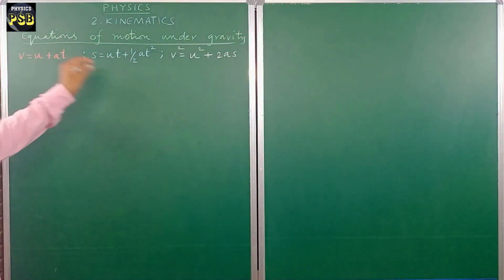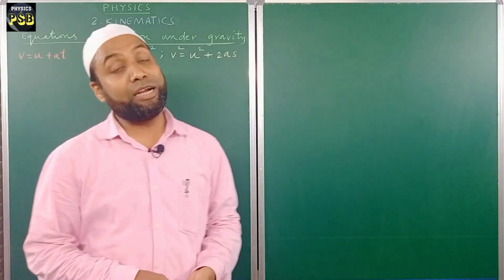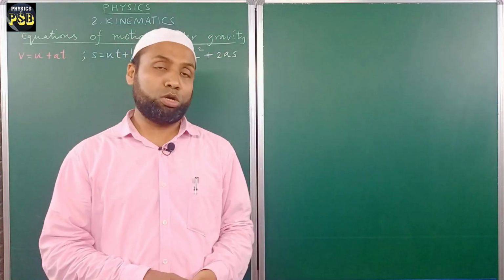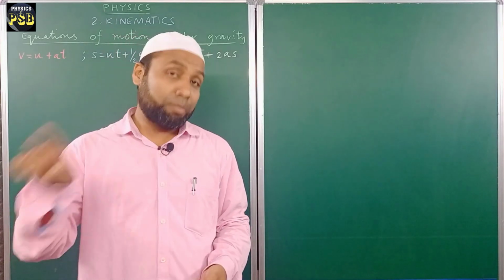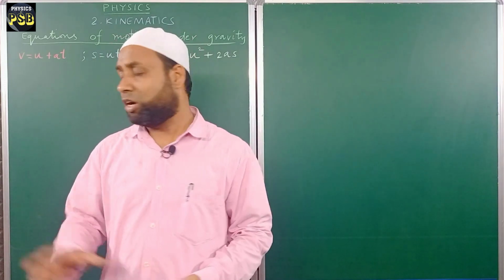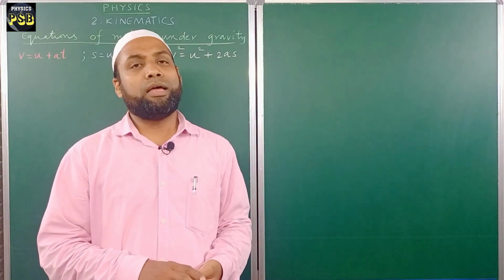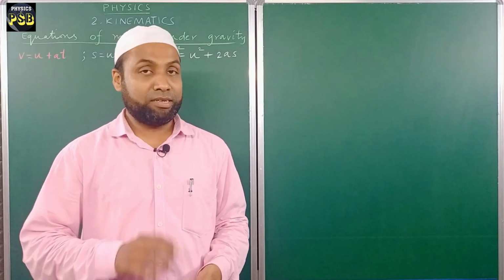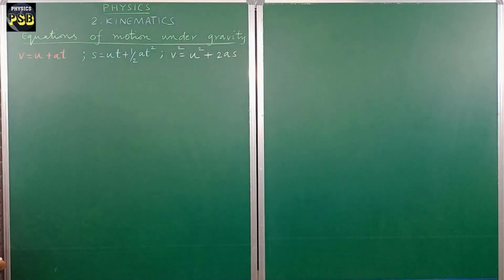Now, these are equations of motion for an object moving in a straight line. Already I have told you we cannot apply these kinematic equations for objects moving either in a circular path or under oscillatory motion. For both cases, we cannot apply these equations. They are especially used for objects moving in a straight line. Remember that.